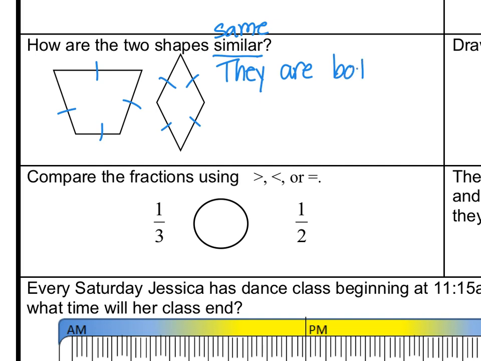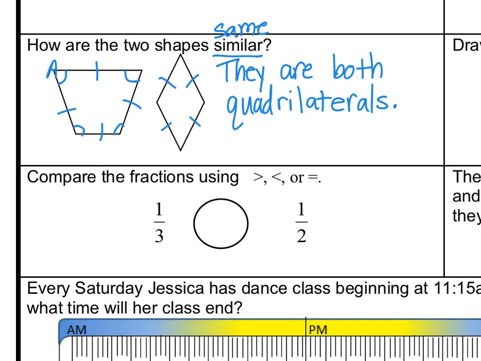And we've been working on spelling quadrilaterals. Quad, lat, er, al, and add an S. You could also say they both have 4 angles. Just don't tell what kind they are, because the trapezoid here has 2 acutes and 2 obtuse. And the rhombus has, oh look here, 2 acutes and 2 obtuse.